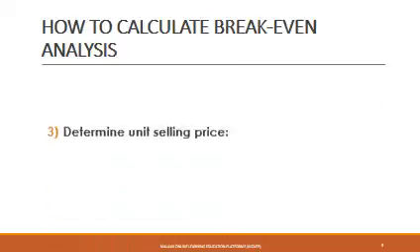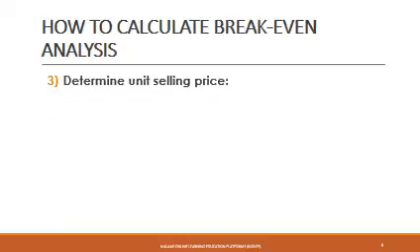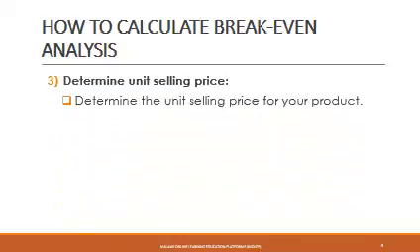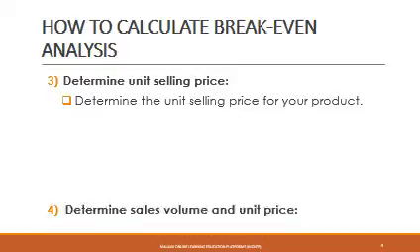Another parameter, you need to determine the unit selling price for your product. For example, if you are selling maize in bags, you can say I'll be selling my maize at 12,500 kwacha per bag. Or if you are selling in kgs, you also need to determine the unit selling price. For example, I will be selling my maize at 300 kwacha per kg.